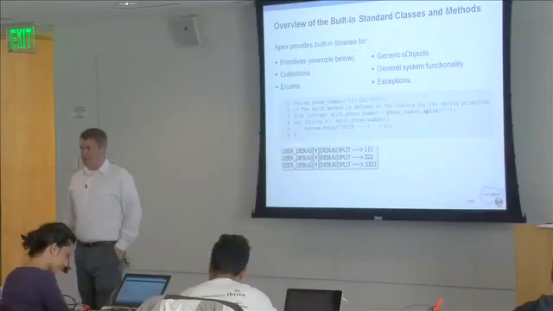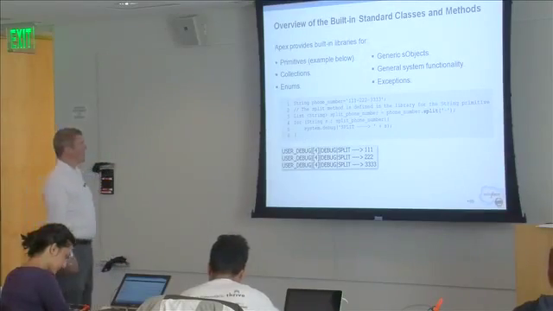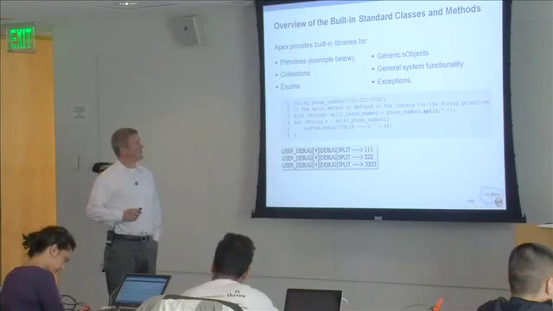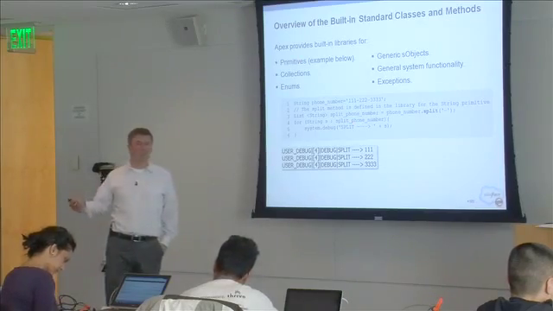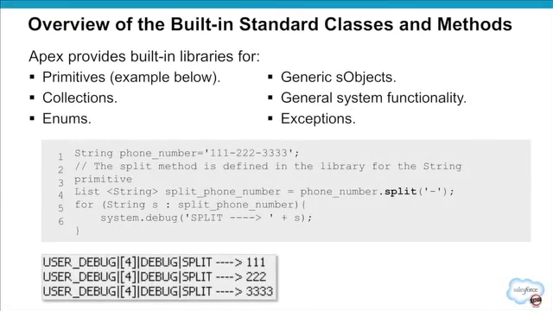Standard libraries. So let's just walk you through some of the basic standard libraries. There are different classes available for things like primitives. Here we can do string manipulation and other types of things with numbers or dates. There are built-in libraries for collections. We've already seen that. Enumerated lists, generic sObjects, already saw that too. And then some system functionality.